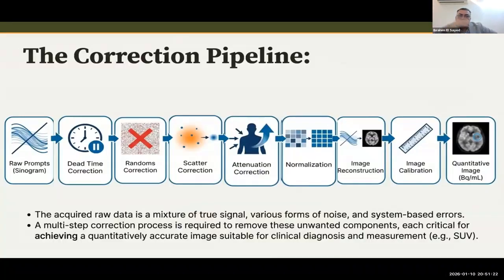After all these corrections, we do normalization so that the detectors, like we see here, are all blue, not different colors. Okay. Then image reconstruction, calibration, and finally the quantitation. This is the pipeline for the correction.